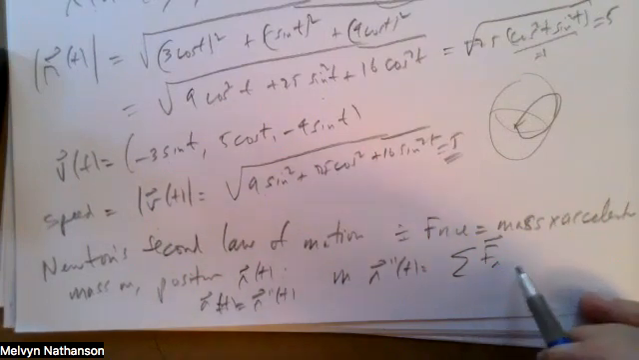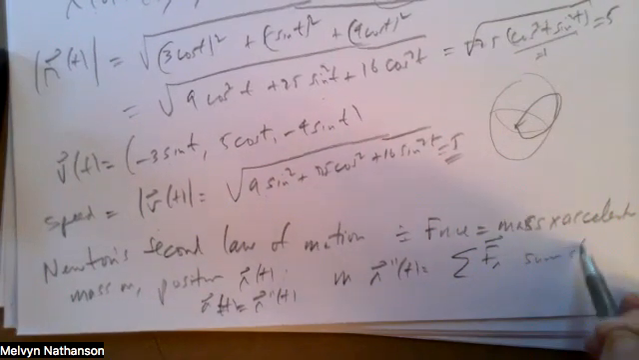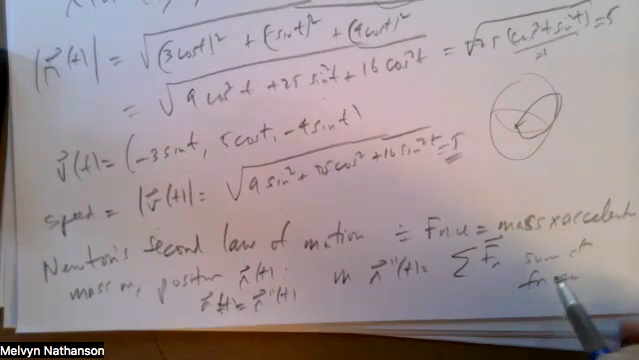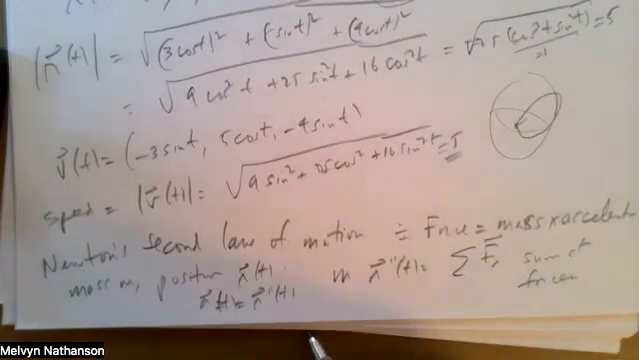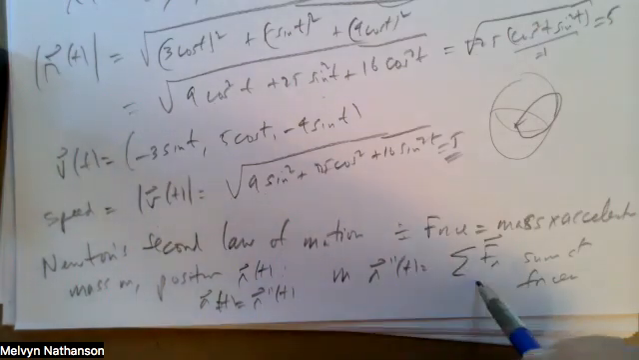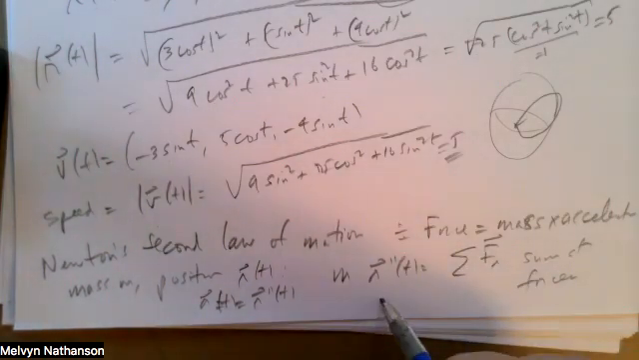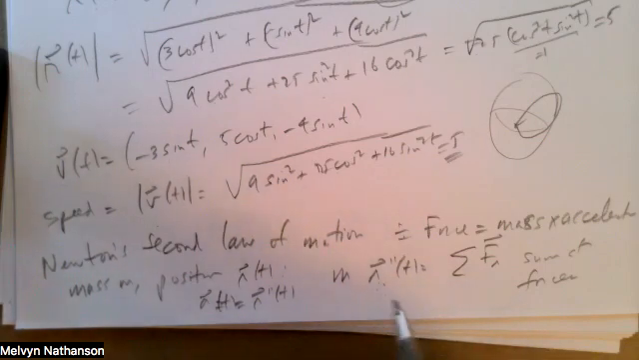This is the sum of all the forces acting on your particle. If it's one force, it's one force, but if it's more, it's more. So if you know something about the forces, this tells you something about the acceleration. And if you know the acceleration and you integrate, you get the velocity. And if you know the velocity and you integrate, you get the position. So let's just take a look at an example of how one does this.